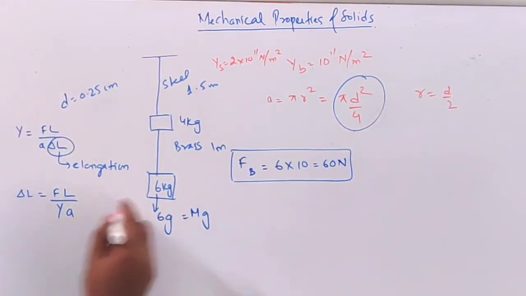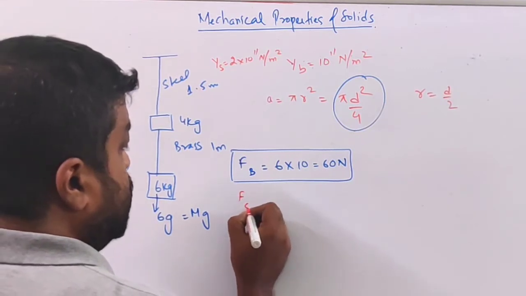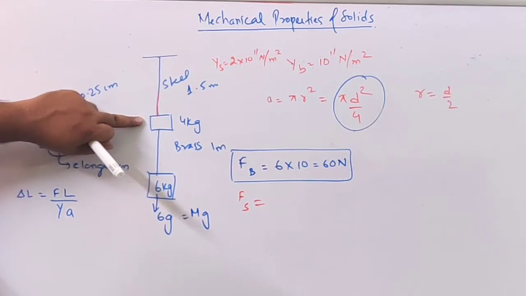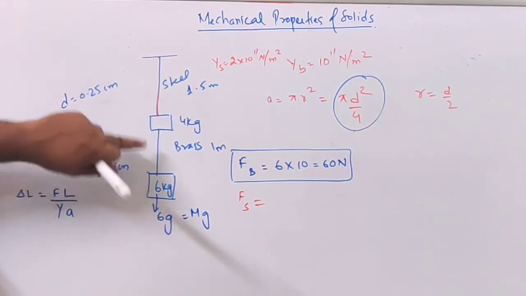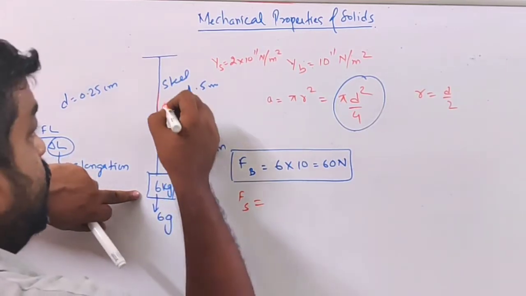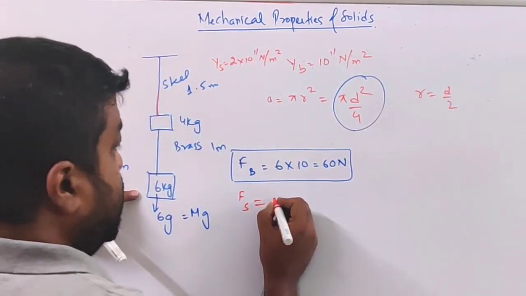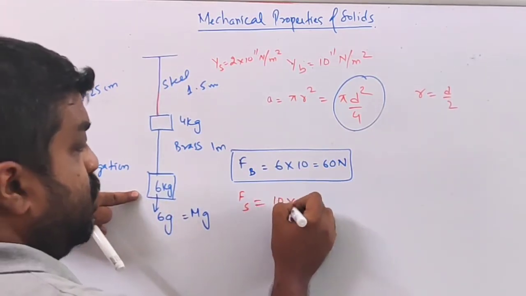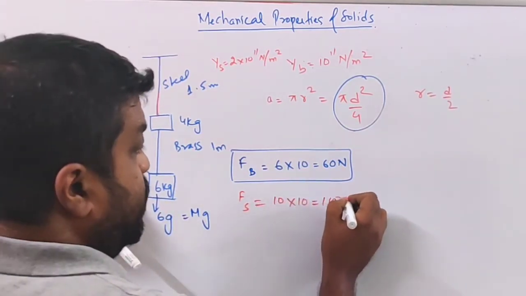Okay. Similarly, when you are calculating the force on the steel wire, this steel wire is supporting this load, and it is also supporting this load. So that means this wire is pulled by these two weights. So the force acting on the steel wire: mass will be 4 plus 6, 10. So 10 into 10, that is equal to 100 Newton.